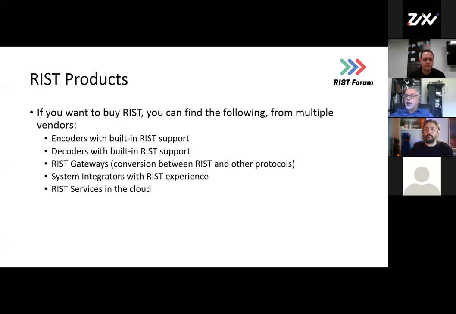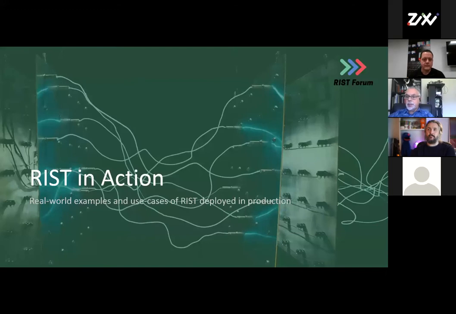But you can find encoders with built-in RIST support, and all of these multiple vendors, not just one. You can find decoders with built-in RIST support. You can find RIST gateways, which convert between RIST and other products. Many vendors for that too. You can find system integrators today with RIST experience, someone who can roll in and set it up for you. And you can find RIST services in the cloud, as well as open source RIST, which will be talked about later in this presentation.